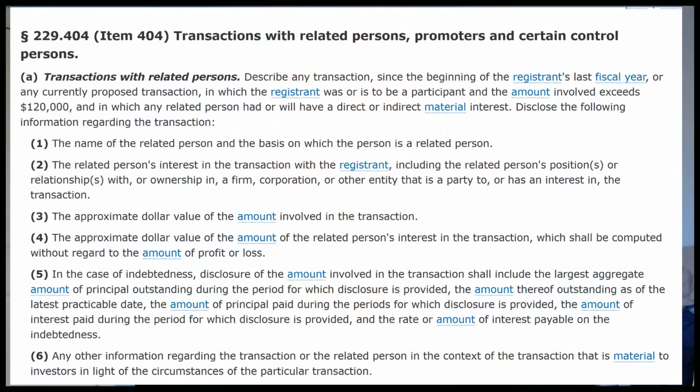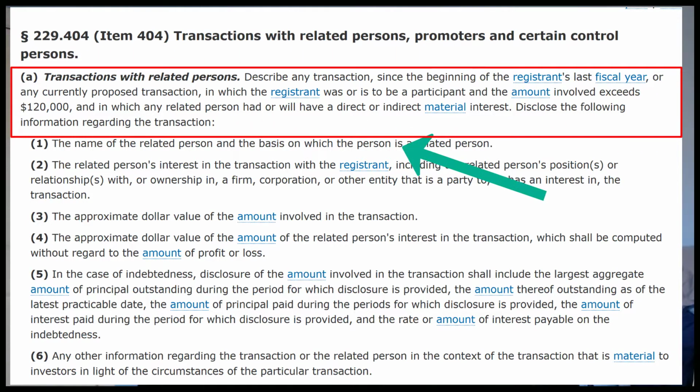All right, so triggers for related person transactions. Item 404(a) requires disclosure regarding any transaction since the beginning of your last fiscal year or any currently proposed transaction where the company was or is to be a participant, the amount exceeds $120,000, and any related person had or will have a direct or indirect material interest.